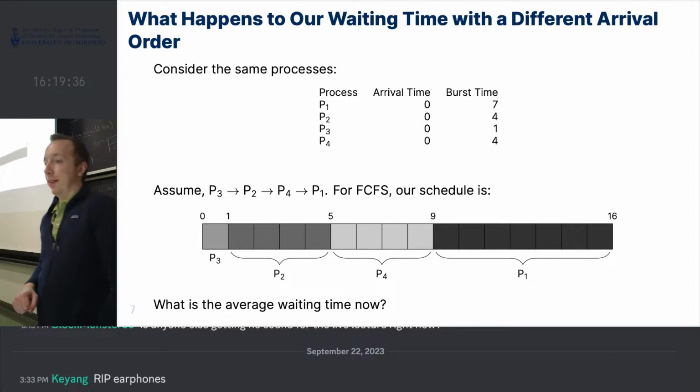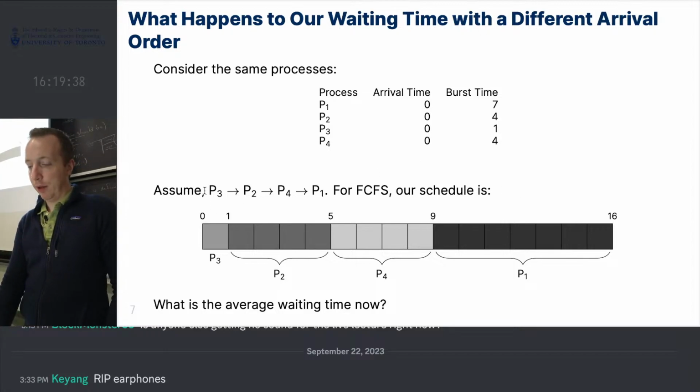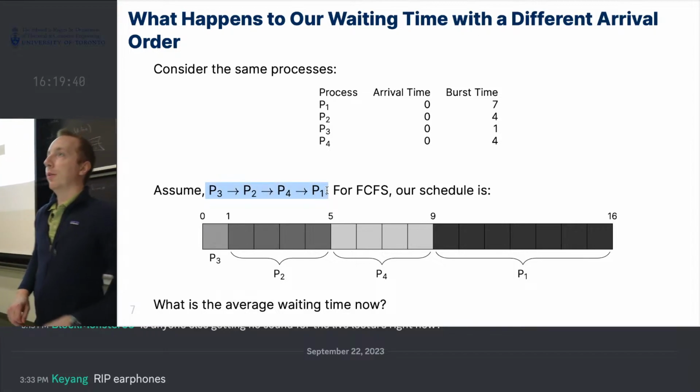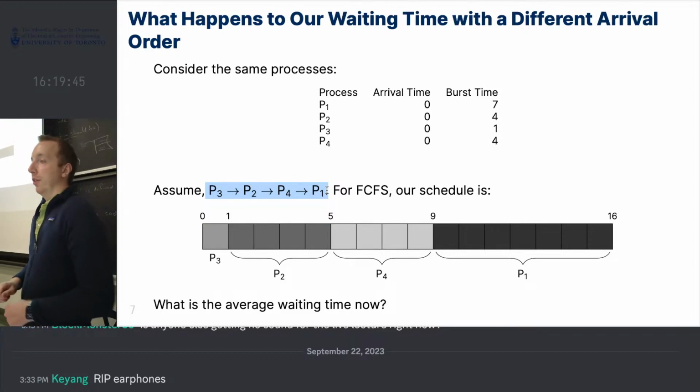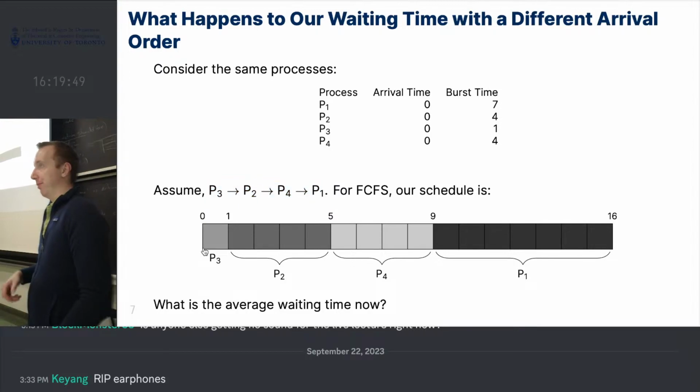So we can do the exact same thing, except we'll assume a slightly different order. We'll assume it went P3, P2, P4, then P1. So if we do the same thing again, our schedule looks like what we would probably expect. P3 was first, so it runs for its 1 time unit, then it terminates, it's done.